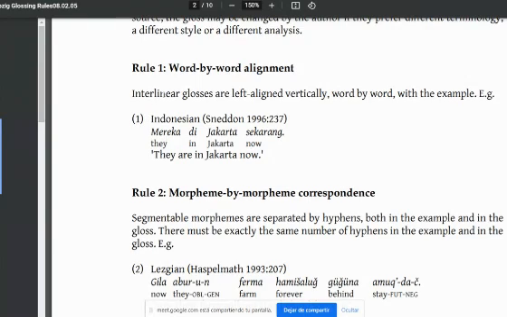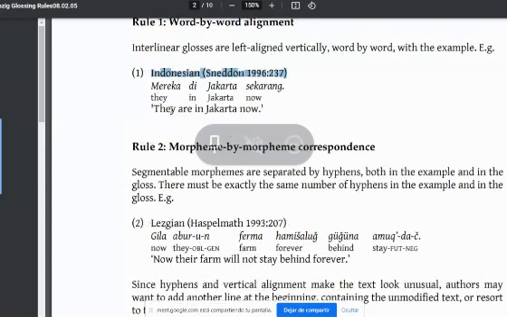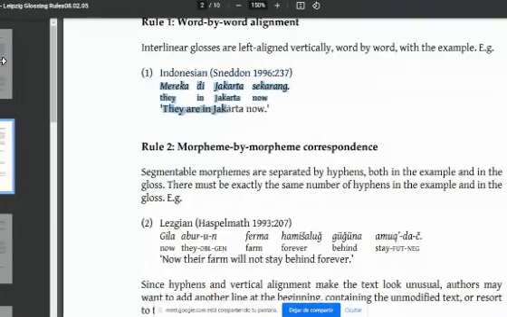Here, interlinear glosses are left aligned vertically, word by word, with the examples. Example, Indonesian. This is the Indonesian language. We don't speak Indonesian. It's from 1996. And then we have three lines, exactly like in the book. Here is the example.